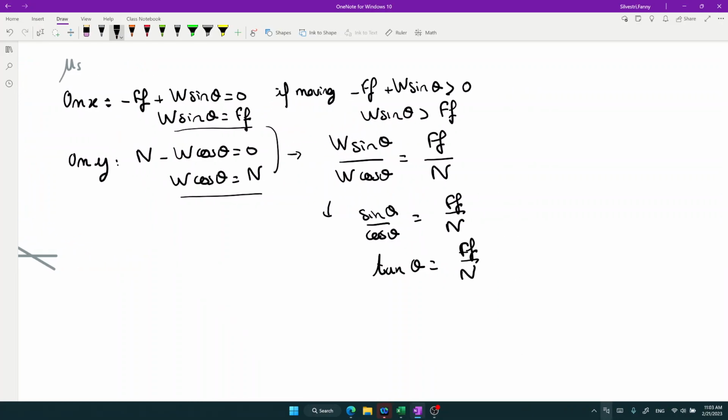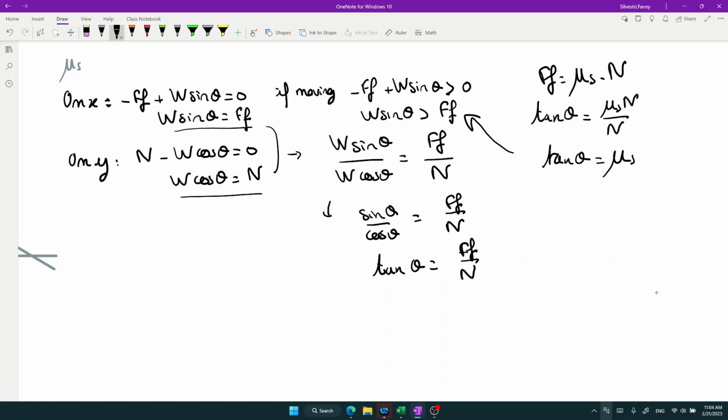Okay? And this is super convenient because what is the force of friction? We know that the force of friction equals mu s times N. So we replace F_f by mu s times N. So we can write that tangent theta equals mu s N divided by N. So tangent theta equals mu s. And that's how we find mu s. There's a little experimentation to find that. But if we come back to this one, to have W sine theta superior to F_f, the force of friction, that means that we need tangent theta superior to mu s. And this one then will make it move.